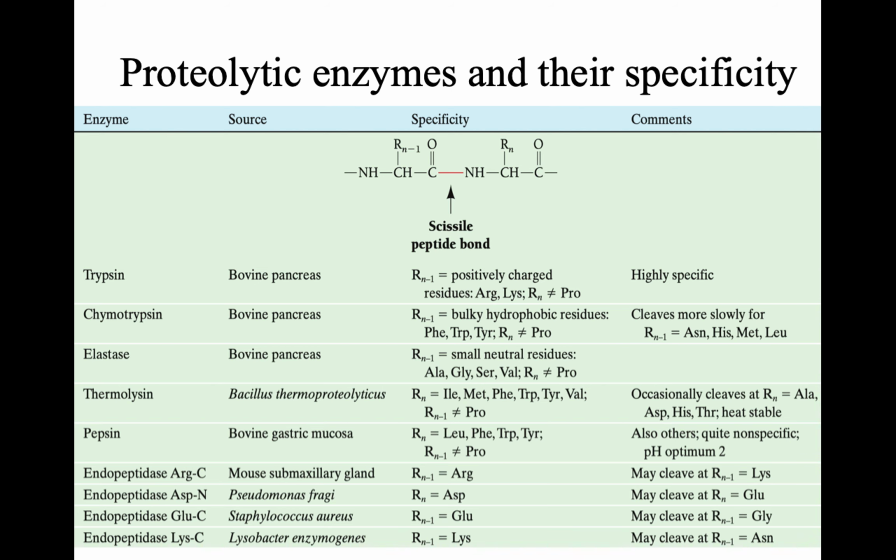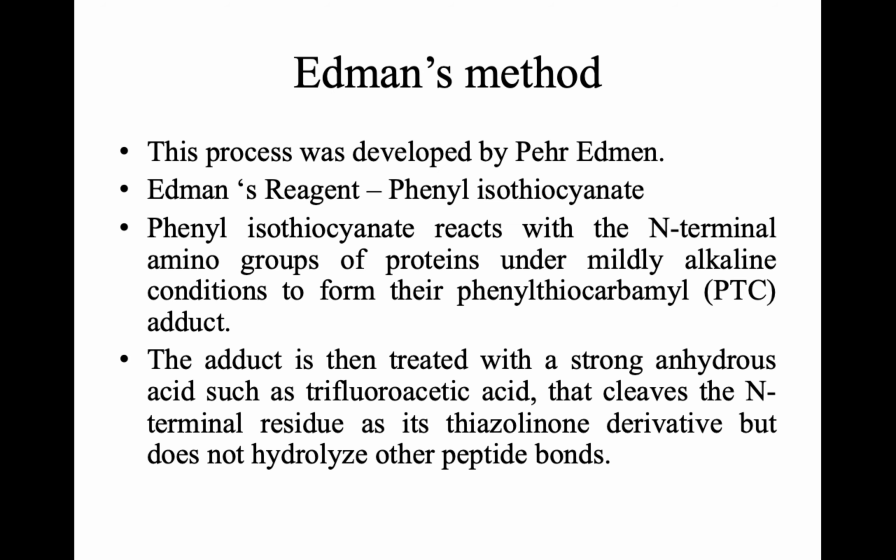Now we are going to discuss the sequencing methods. One method is the Edman method, also called the Edman degradation. This process was developed by Pehr Edman, and the Edman reagent is phenyl isothiocyanate. This phenyl isothiocyanate is reacted with the free N-terminal amino group of the protein under mildly alkaline conditions and produces the phenylthiocarbamyl adduct.